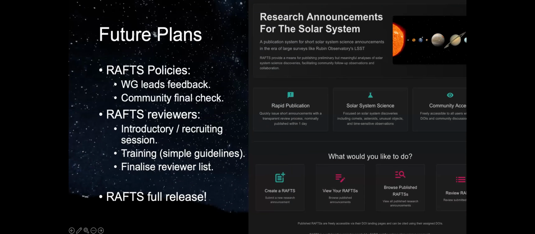Imminently. This is a warning to any working group leads in the room. We'll be sending you those for feedback very soon, and to make sure everything's happy within the community rules. And then at the same time as this, we'll soon be doing an introductory and recruiting session for reviewers or moderators of these RAFs, so we can get people to sign up, because the bigger group of reviewers and moderators we have, the quicker the turnaround hopefully on these announcements going in.